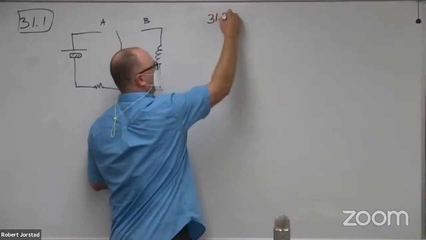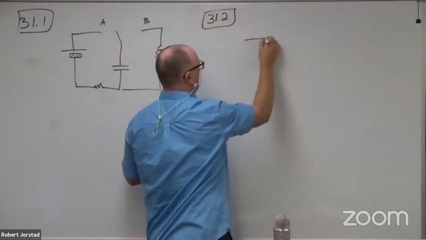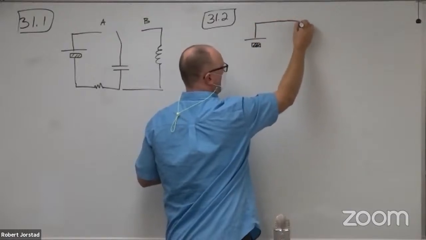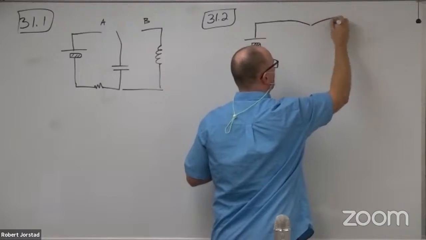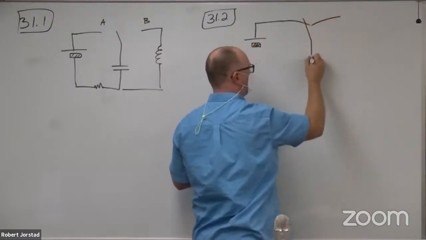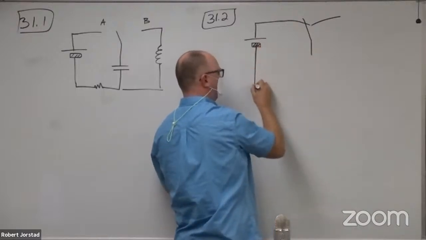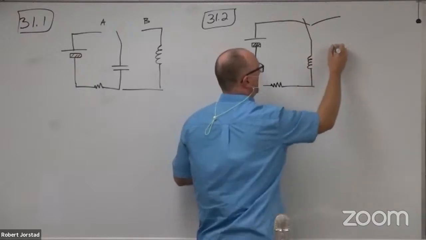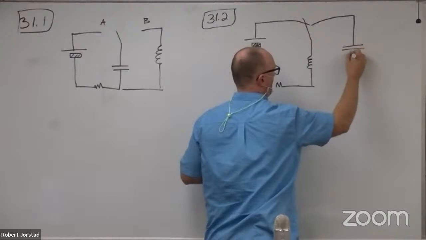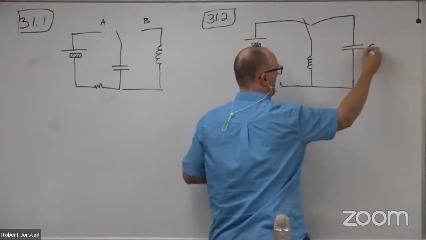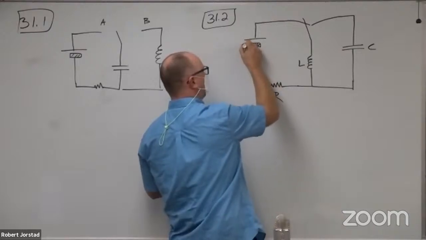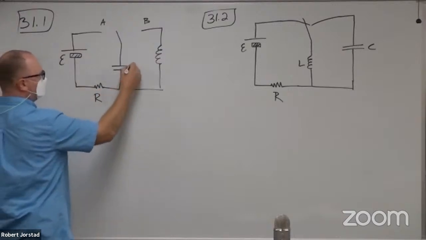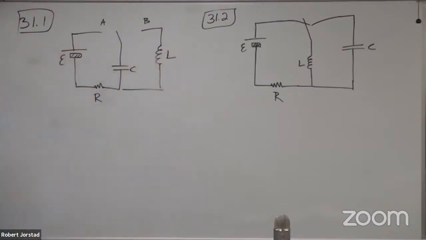I want you to take a second to look at 31.2. Compare and contrast, see what's different. What's up with that switch? Do you agree that the switch looks a little weird? What's in the middle now? Oh, the inductor. And then the capacitor's over here. So all the numbers are the same. Do you agree? It's exactly the same set of numbers: the same 24 volts, 12 ohms, 20 microfarads, 10 millihenries.